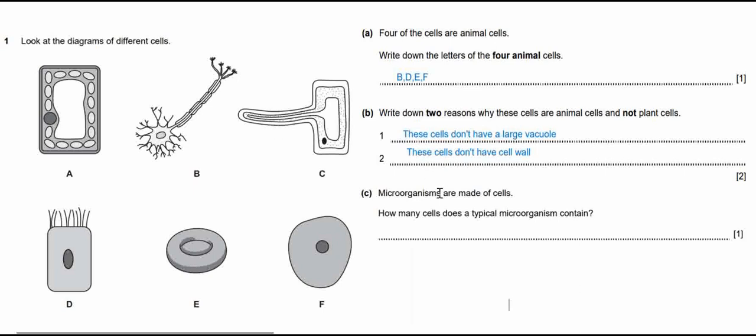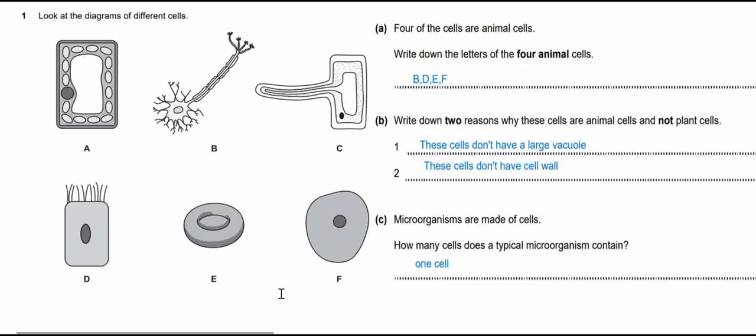Now let's move on to C. Microorganisms are made of cells. How many cells does a typical microorganism contain? 10 seconds from now. 10, 9, 8, 7, 6, 5, 4, 3, 2, 1. All right, let's check out the answer, guys. Typically, microorganisms contain only one cell. That's it. Next, move on to question 2.